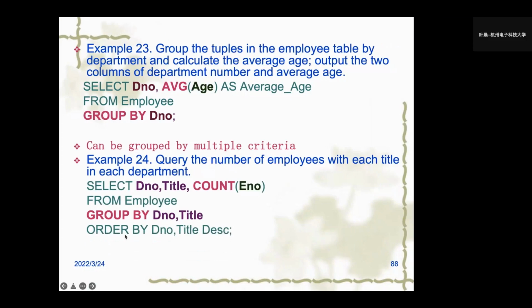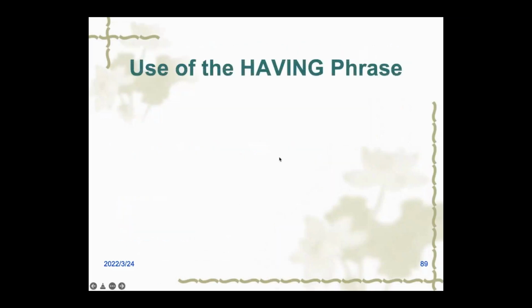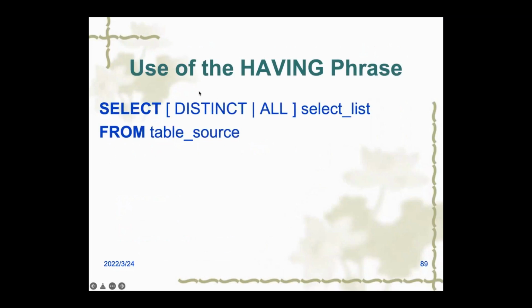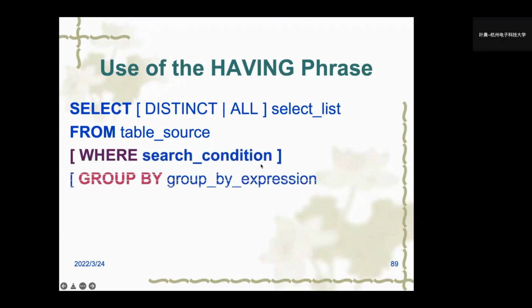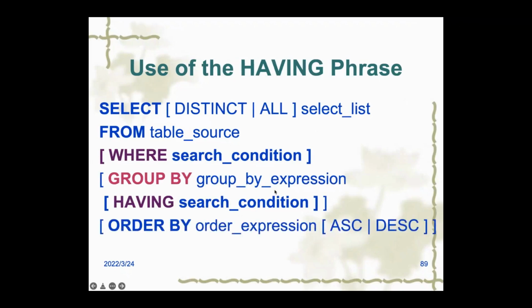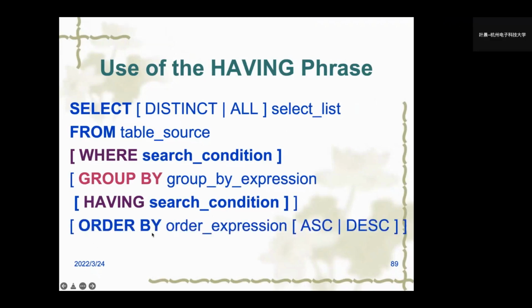And here we can order by DNO and title in descending order. Now we will introduce the use of the having phrase. The semantics is: select list from table source with search condition, group by expression. Having means the search condition for the group by. And the last one is order by.